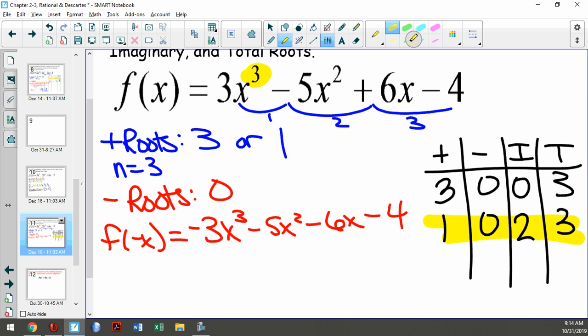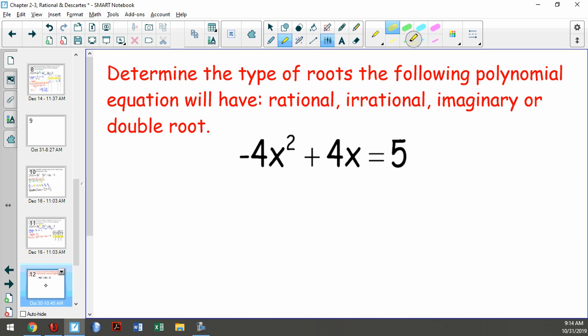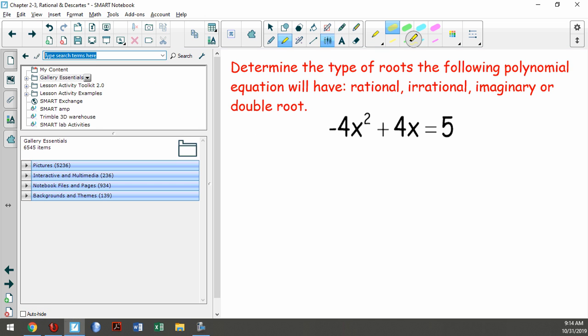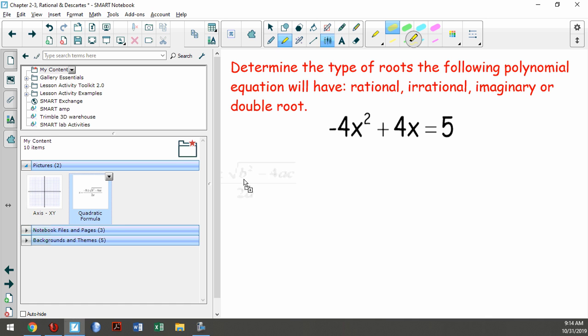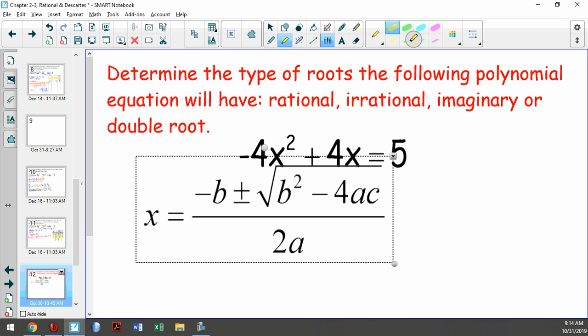Do we understand Descartes' rule of signs? Does that make sense? Okay? All right, now, the next one that we're going to talk about is the discriminant. The discriminant is from that lovely little quadratic formula. So if it's from the quadratic formula, it's from this part right here. Do we all understand that?